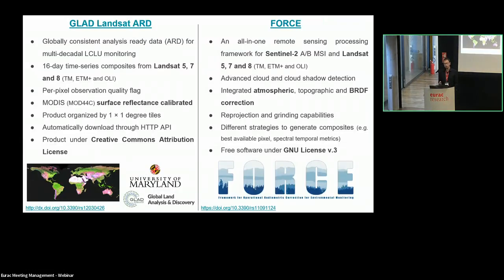But when you go to the global level, there are some problems. You have data gaps. For example, for Brazil, Europe, and the US, you have quite some data for the past, but for other places like Asia, Africa, and even Australia, you have big data gaps from Landsat 5, 7, and 8, since 85.